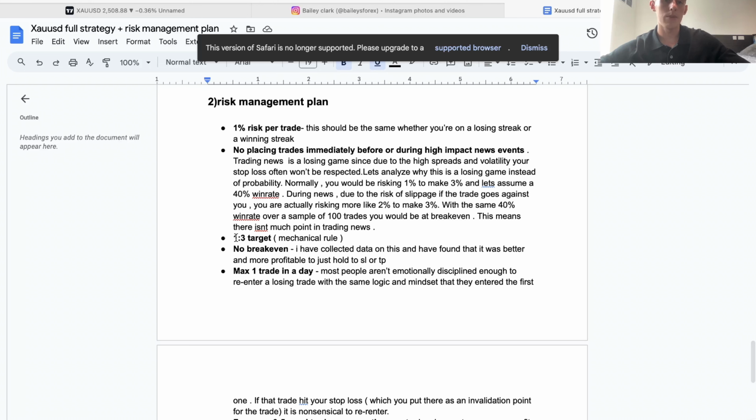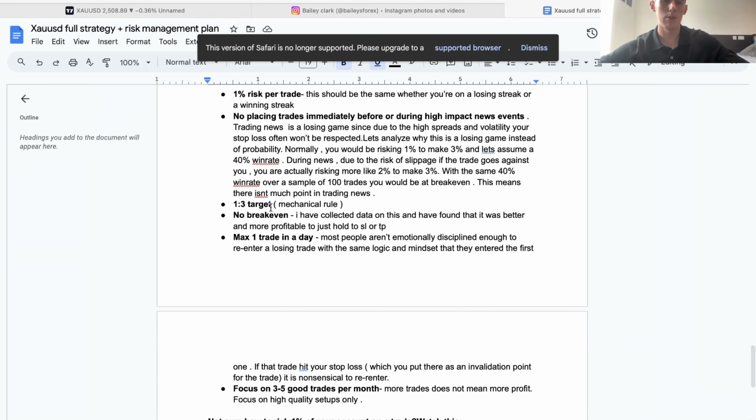As I said in the video, we're going to use a 1 to 3 target, so a mechanical rule. No break even. So I just let the trades run to stop loss or until they hit a 1 to 3. And this is backed by data, by the way. I found that when I make trades break even, I actually make less profit than if I were to just let the trades run. Maximum 1 trade in a day.